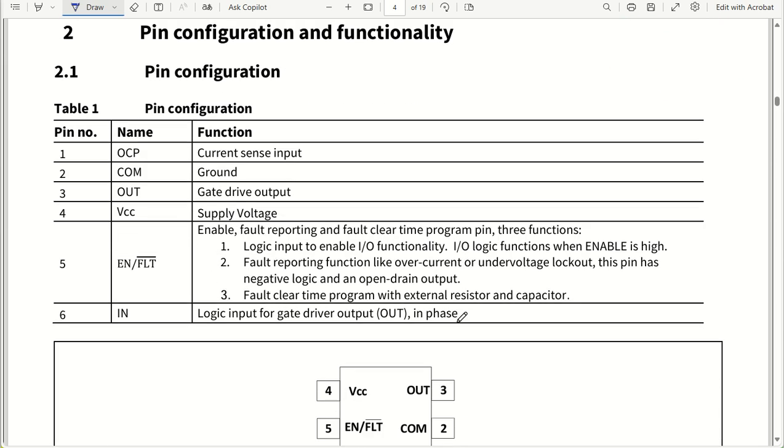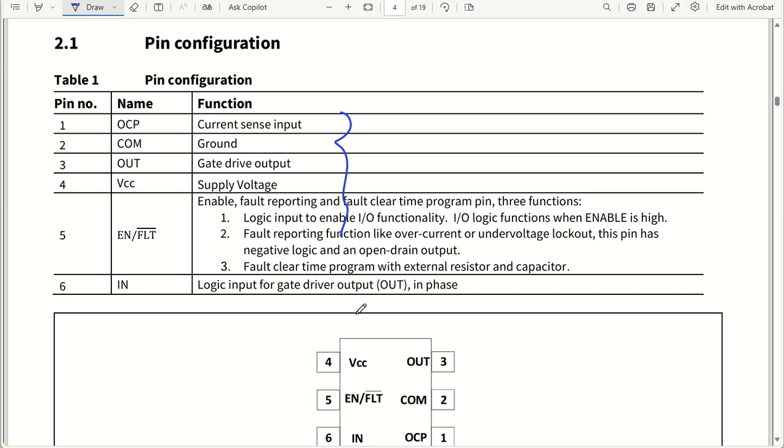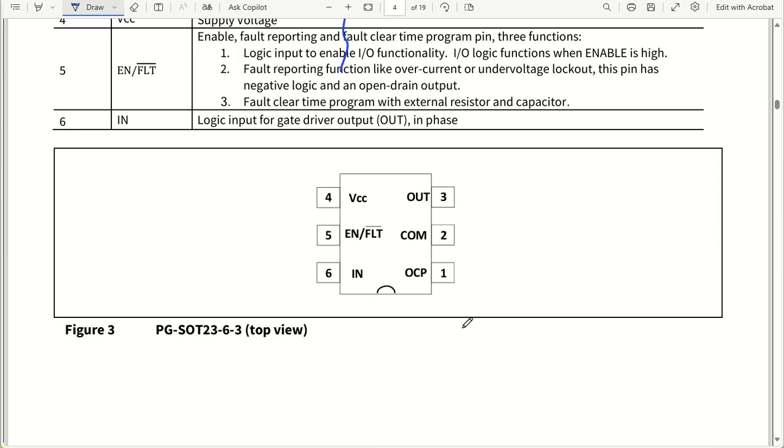Now coming back to the pin configuration, just now we explained what all the pins are and what their functionalities are, and this is how it is arranged in this particular fashion in just a 6-pin IC in SOT23 package.